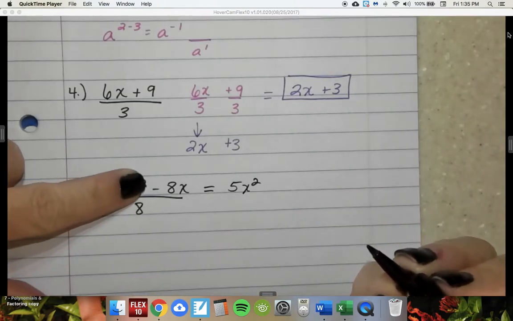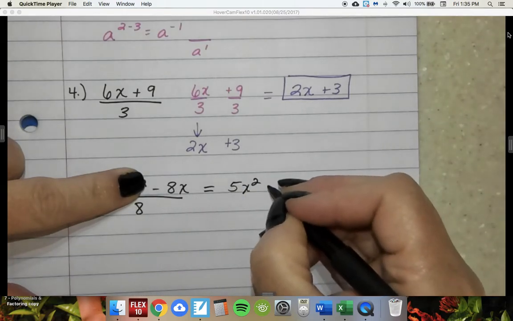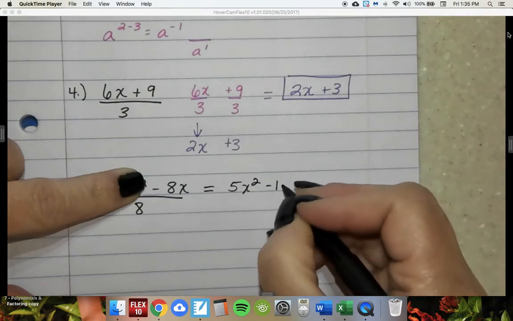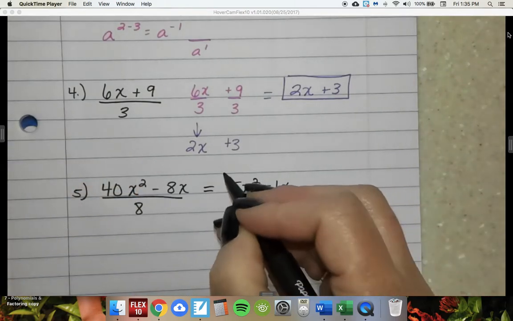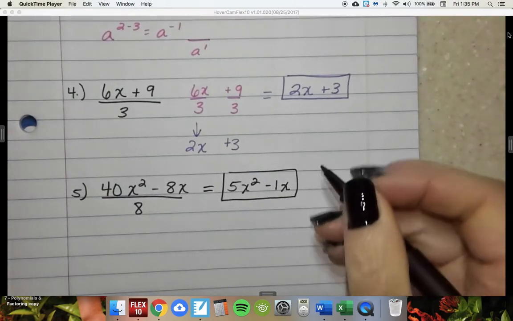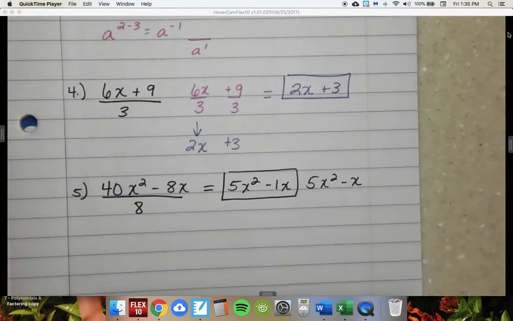Now we jump to the other half. What is a negative 8 divided by 8? Well, that's a negative 1. And that guy's got an x and this guy doesn't, so it just stays x. So there's your answer. 5x squared minus 1x. Or that, 5x squared minus x, right? Remember, you don't always have to show that negative 1 or that 1 coefficient.